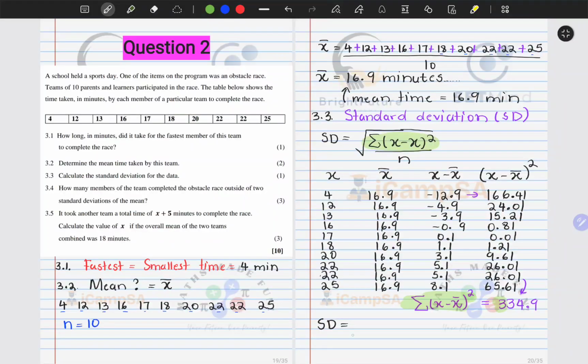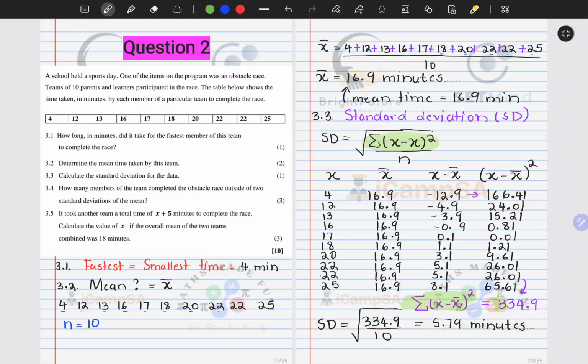So that means our standard deviation is going to be the square root of 334.9 divided by 10. Let's go to our calculator. It's going to be the answer divided by 10. In my case, the answer we end up getting is 5.79 minutes. So this becomes our standard deviation.